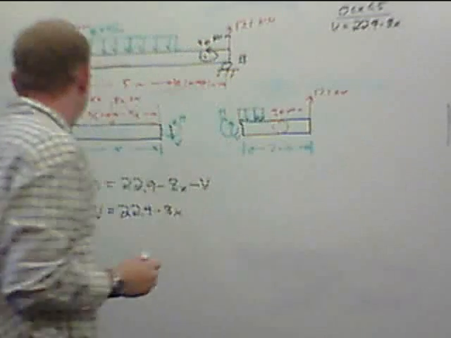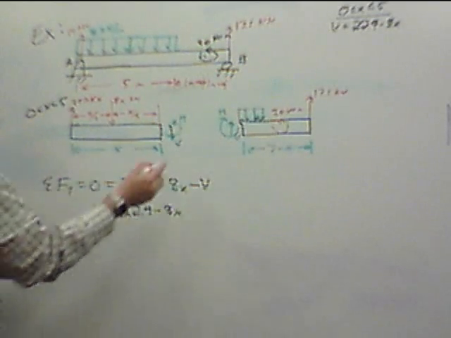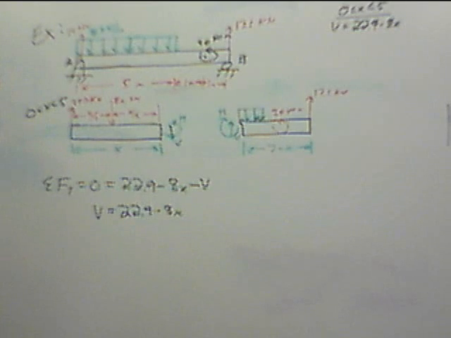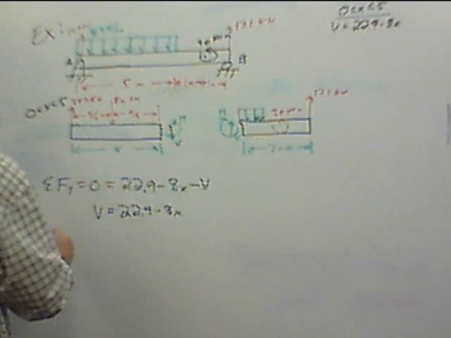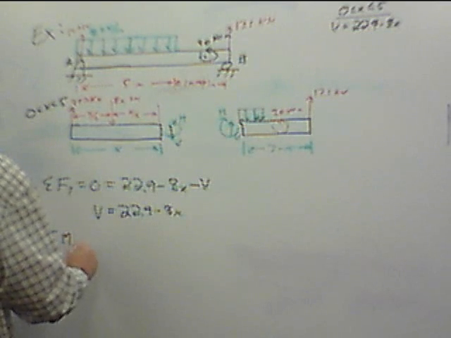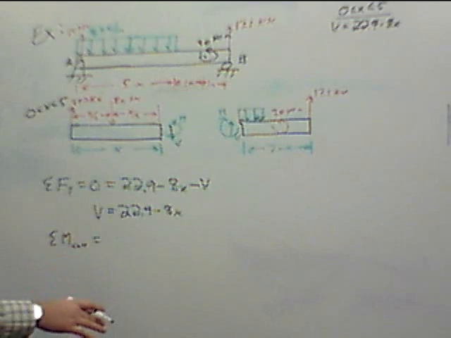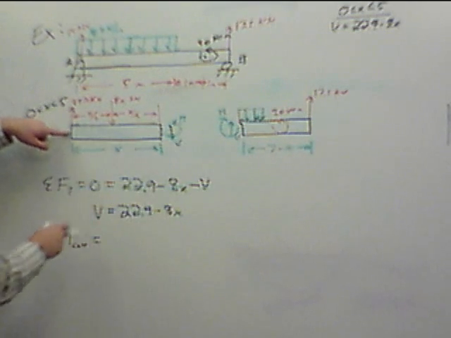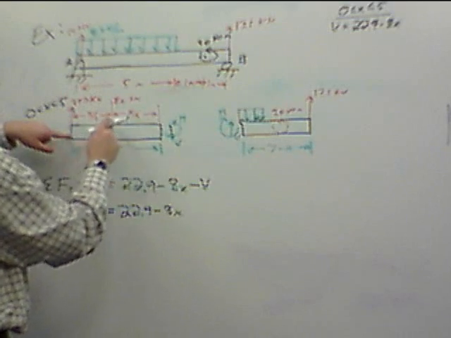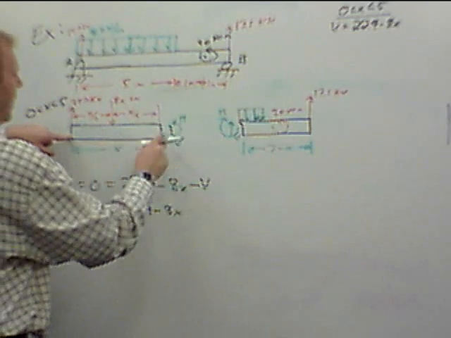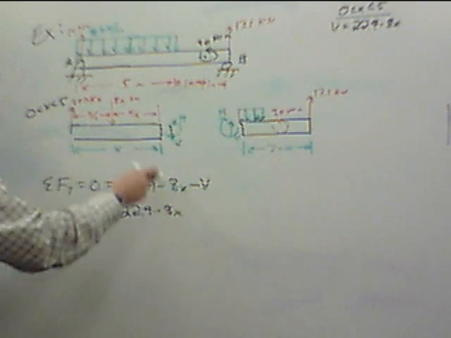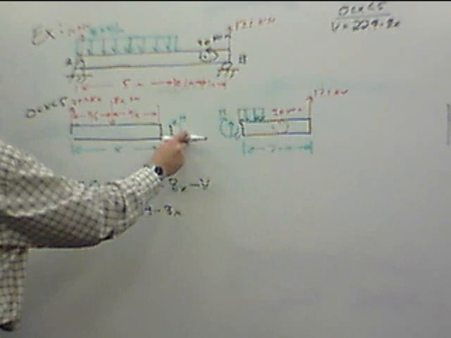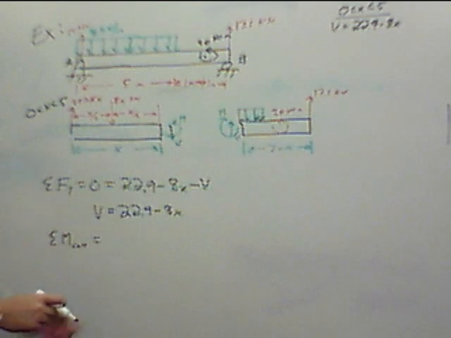Now take moment. There's a number of different places I can take moment here. I don't want to bother with V times x. Let me rephrase what I just said. If I had taken moment about A, I would have had the 22.9 dropping out, 8x times x over 2, and then V times x, which would have been this whole expression times x. If I take moment about this side, V drops out, and I have to deal with the 22.9, which is a lot easier than this expression. So I'm taking moment about the cut here.